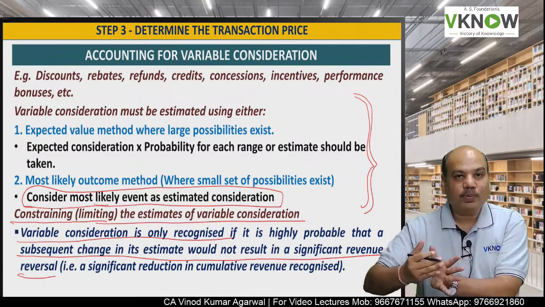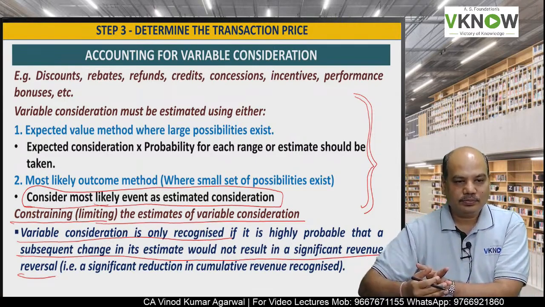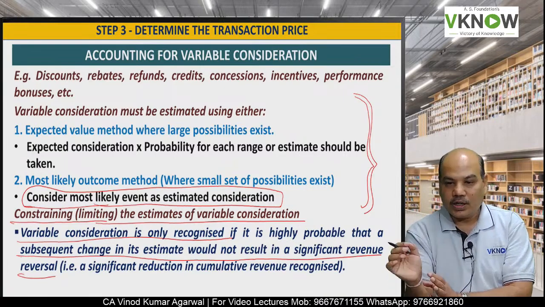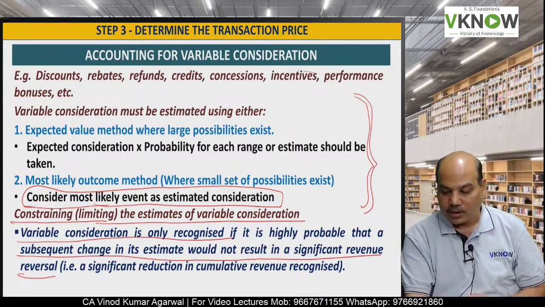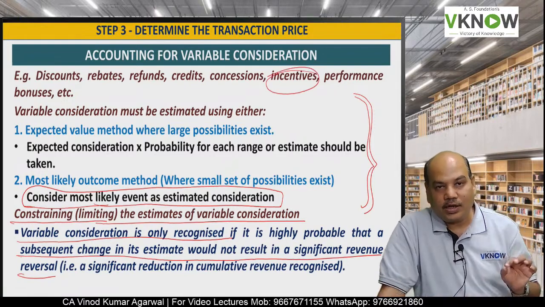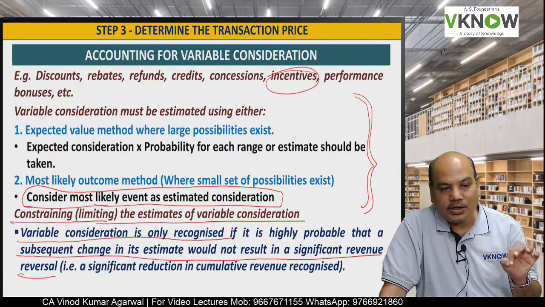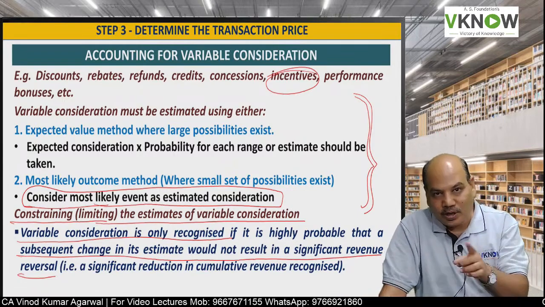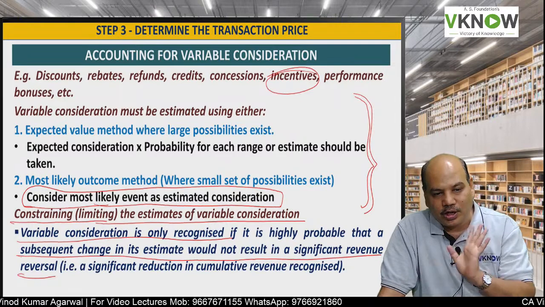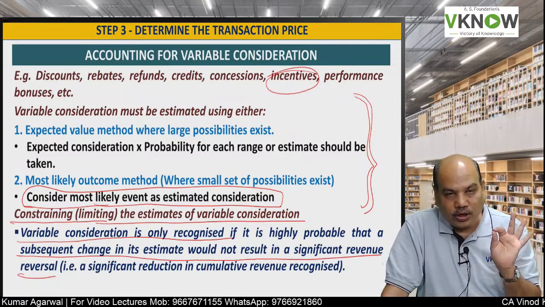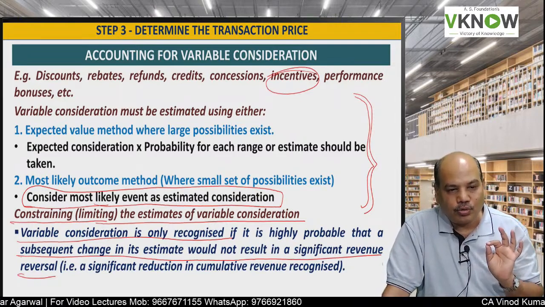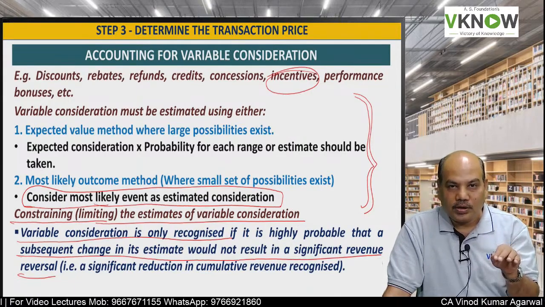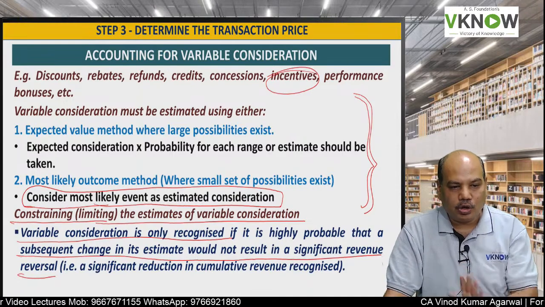that if you complete the work on time, you will get 5,000 rupees extra. Now this 5,000 is a variable consideration that will be received by the entity only if the work is completed on time and as per the specification, as per the quality. But you will consider that in revenue only when you are sure that a significant reversal will not take place.